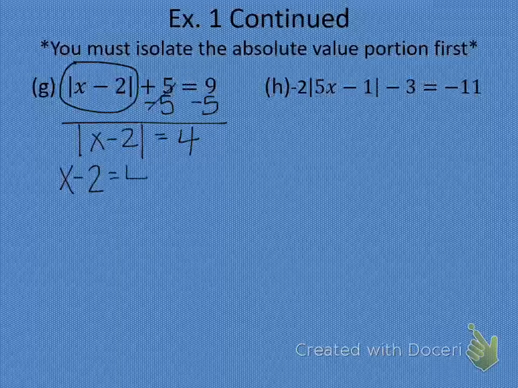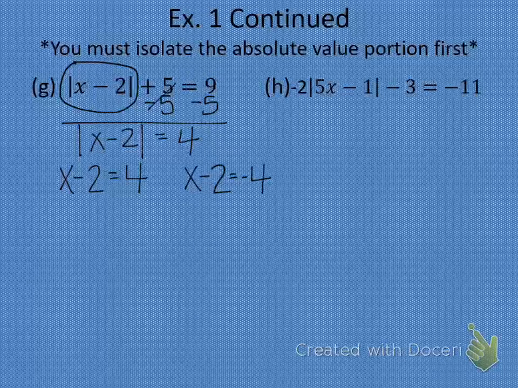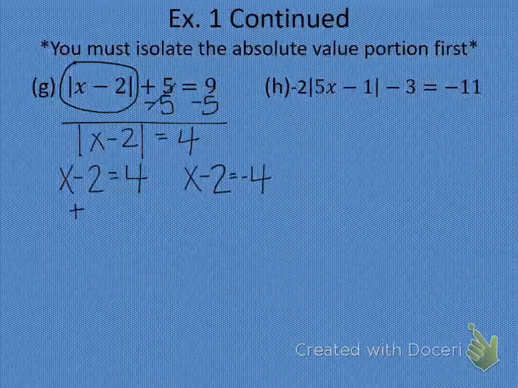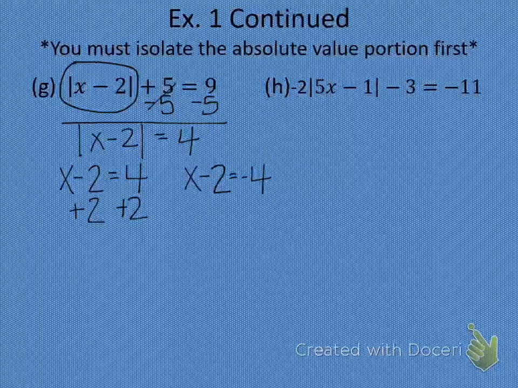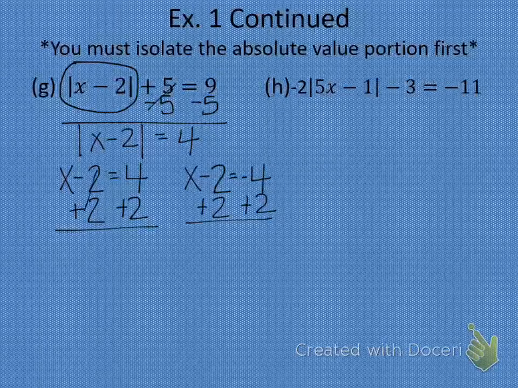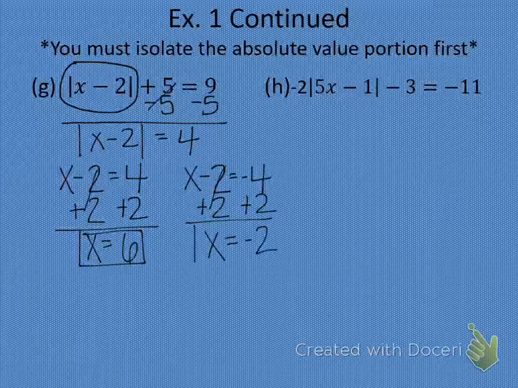X minus 2 equals 4, and what's the second one? There you go. X minus 2 equals 4, and x minus 2 equals -4. Javon, finish these problems for me. How do I solve for x? You add 2 to both sides of both equations. So x equals 6, and x equals -2.